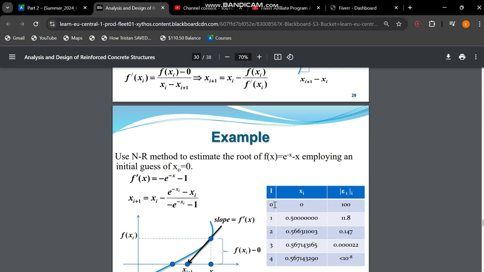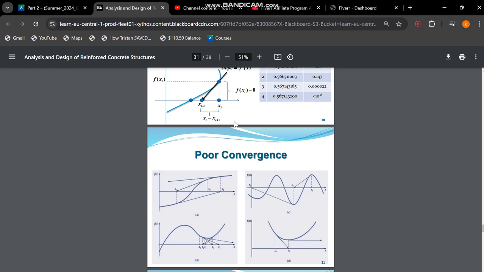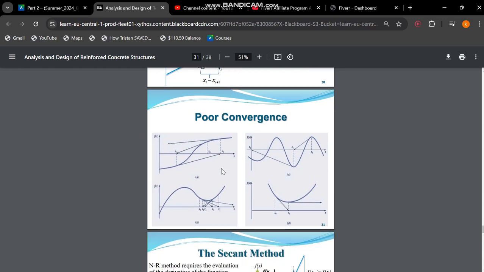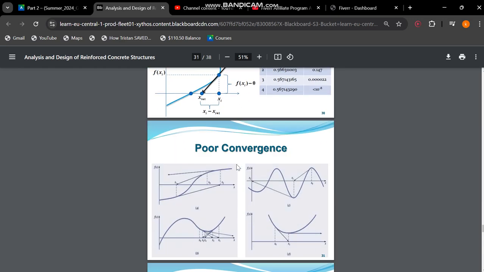Put in 0, get the answer 0.500, then put the answer in again, then you get this, then you put this answer in and you get this, and so on. Again, that's pretty much it. For convergence, sometimes it could converge, and sometimes it won't converge.